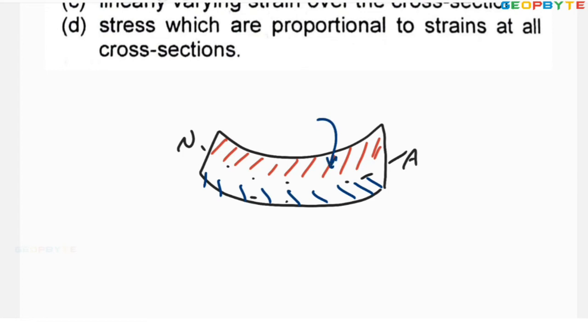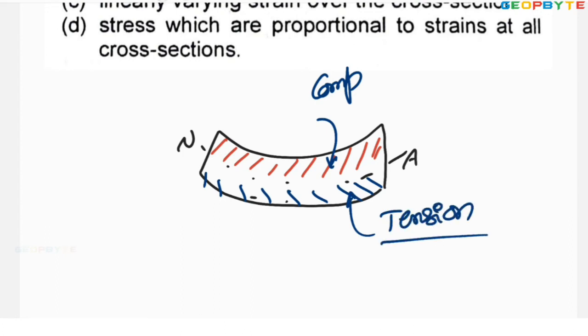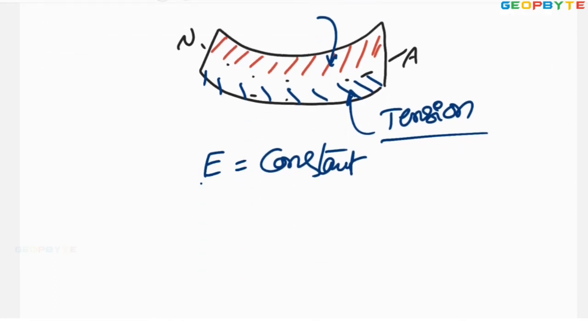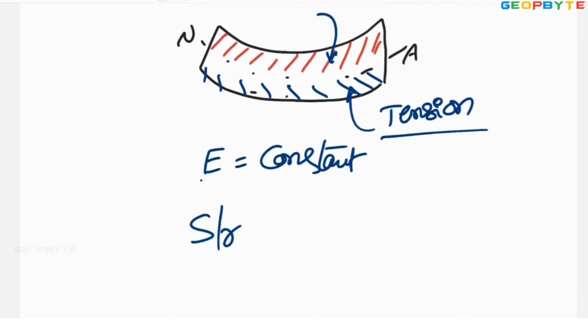This is the compression zone, this is the tension zone. Though some layers are extending and some other layers are contracting, here Young's modulus remains constant, and the strain also remains constant.